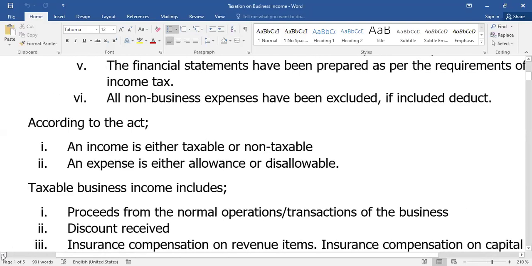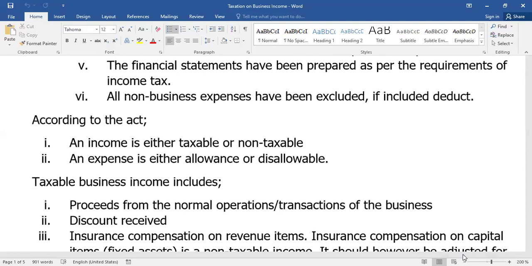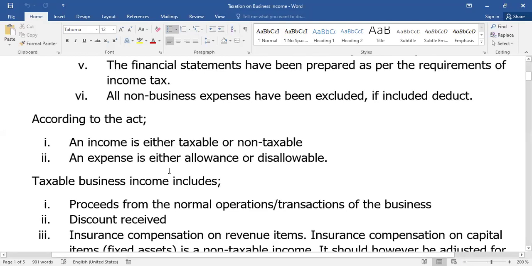Now, according to the Act, this is the Income Tax Act, we have said an income is either taxable or non-taxable. Those are the terms which I will be able to use, right? Number two, an expense is either allowable or disallowable. So when we talk about allowable expense, it means it is an expense which is genuinely relating to the business.